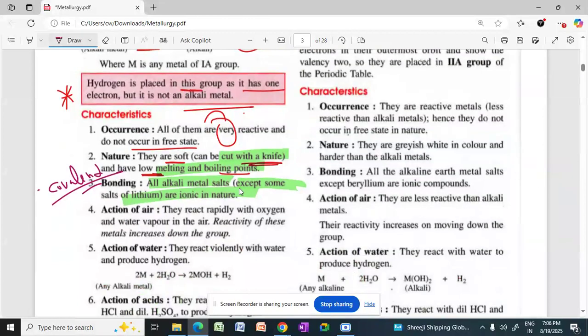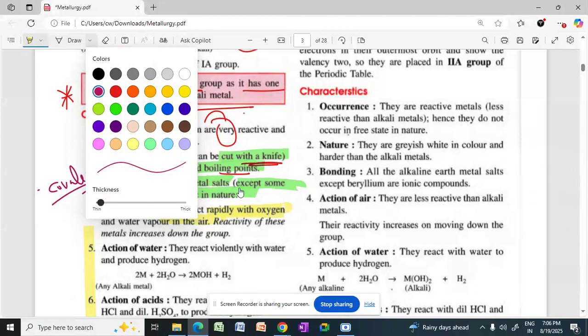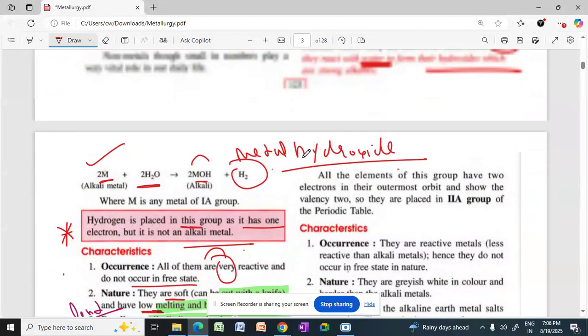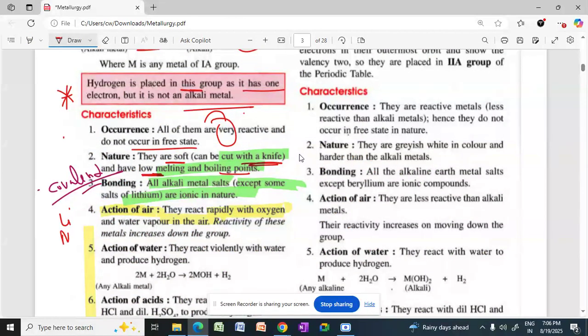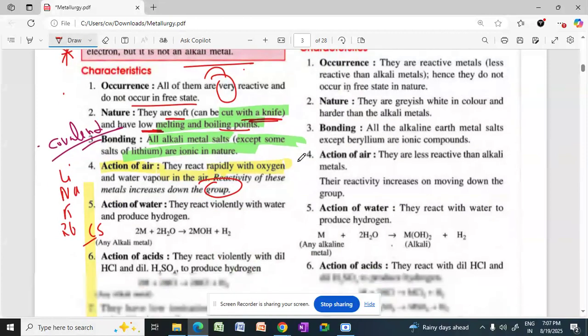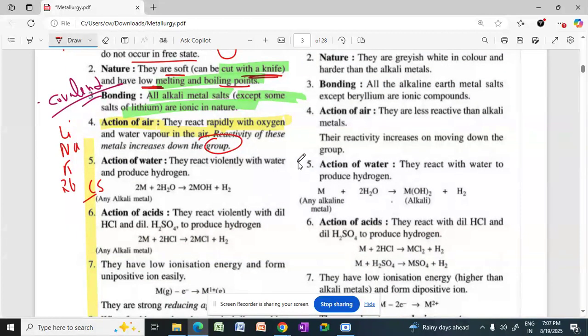What about the action of water? What is special about the alkali metals? They react with oxygen and water vapors which are present in the air. Important thing, the reactivity of our alkali metals increases down the group. Can you tell me which one will be the most reactive out of lithium, sodium, potassium, rubidium, cesium? The reactivity will increase down the group.